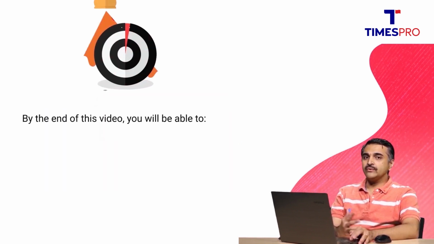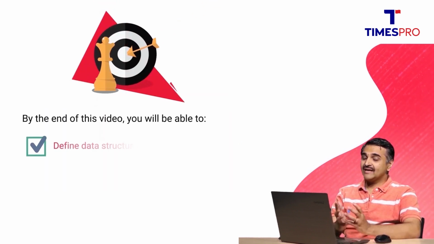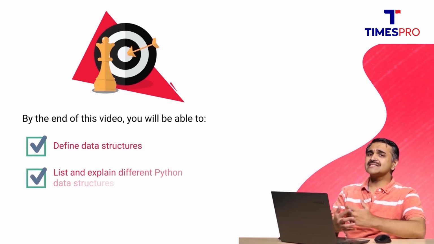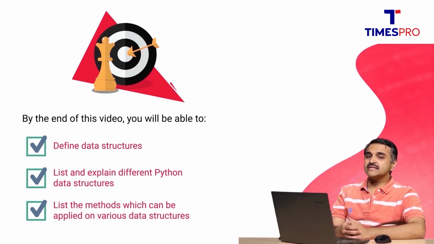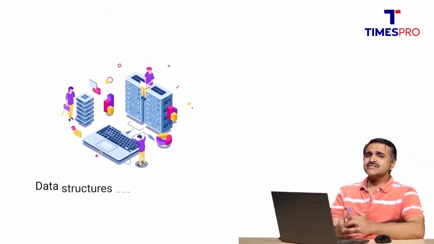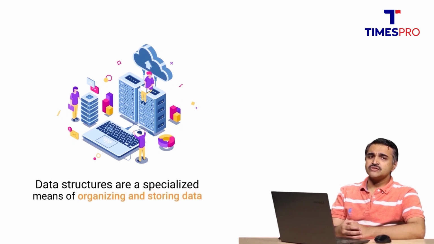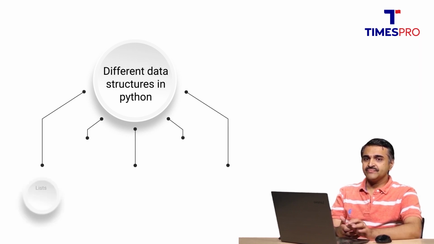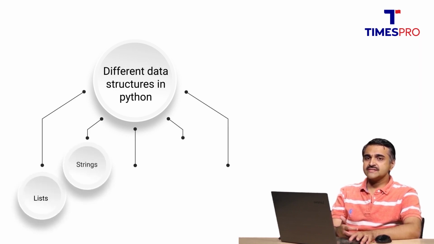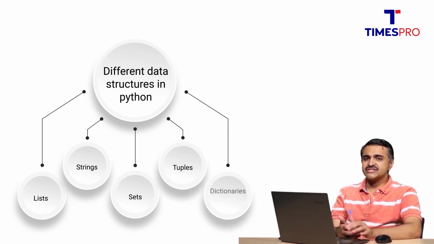By the end of this video, you will be able to define data structures, list and explain different Python data structures, and list the methods which can be applied on various data structures. Data structures are a specialized means of organizing and storing data. Below are the different data structures in Python: lists, strings, sets, tuples, and dictionaries.